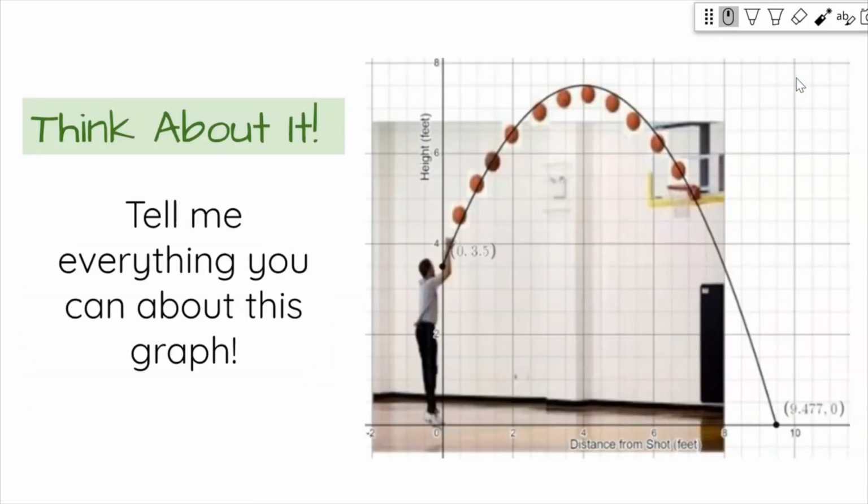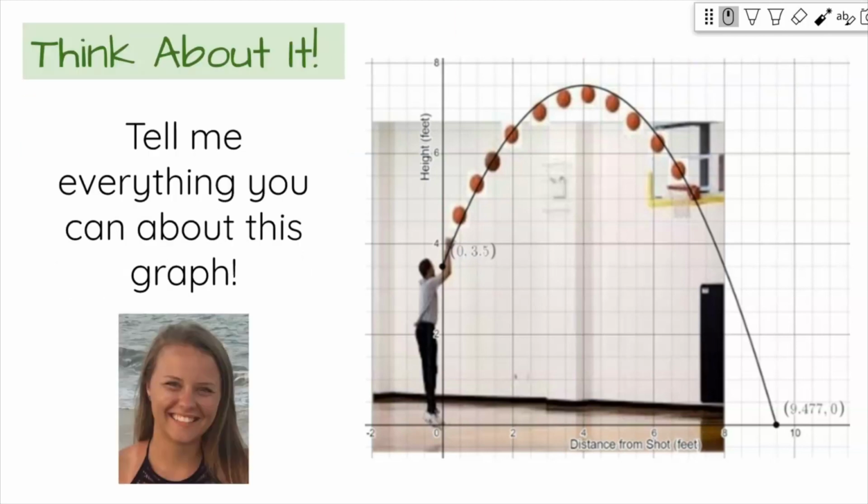Let's get started. We're going to warm up our brains with a Think About It task. Today's Think About It asks you to look at the graph and tell someone everything that you can about that graph. Take a few seconds to think about what you notice about the graph. Let's hear from my family as they share their ideas. As you listen, take a look at the graph to help you make sense of what they noticed.